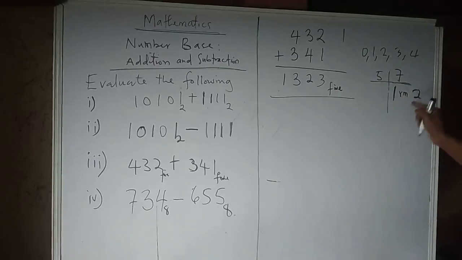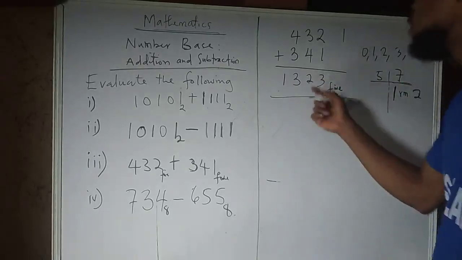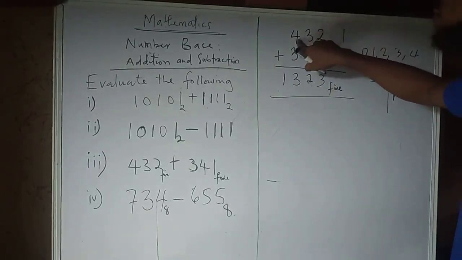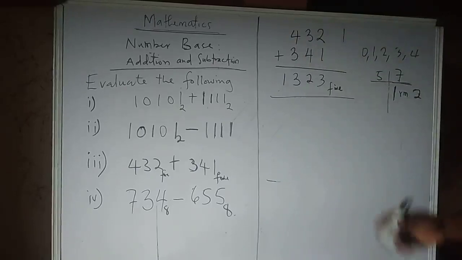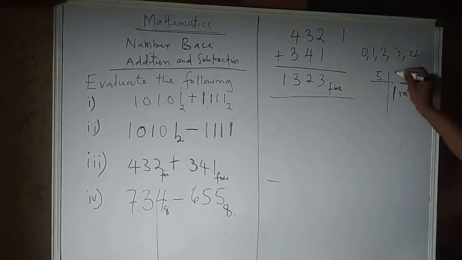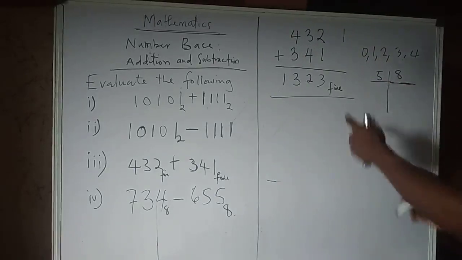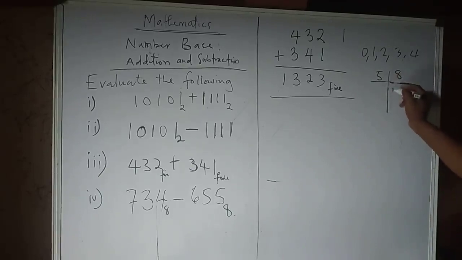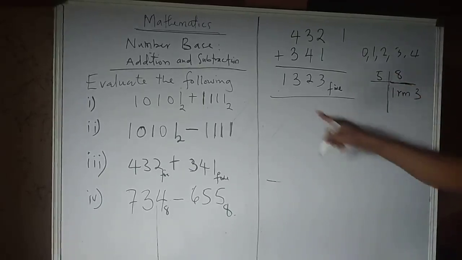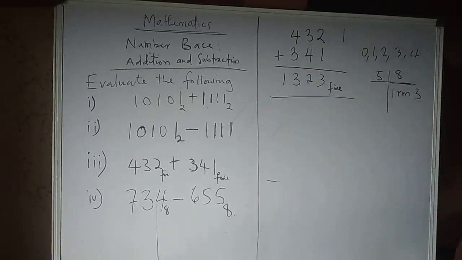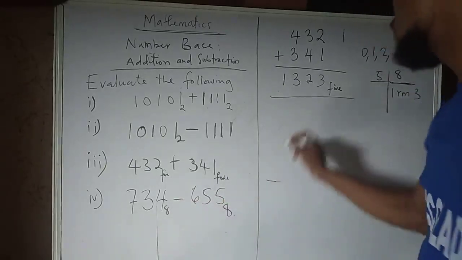Remaining what? 2. So this 2 is what we wrote here, and we took 1 and then added it to 4, became 5. 5 plus 3 is 8. So we have to convert 8 because 8 is not allowed in base 5. So we have to convert 8 to base 5. 8 divided by 5 will go 1, remainder 3. So that's the 3 we wrote here, and then the final one. Okay, so that's done.